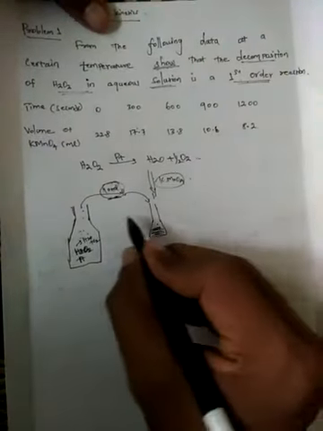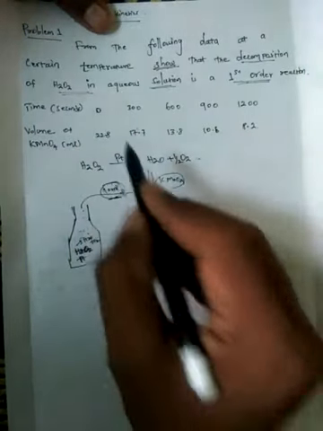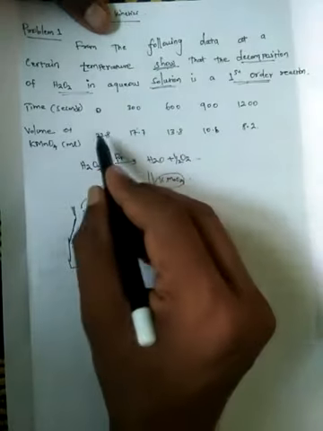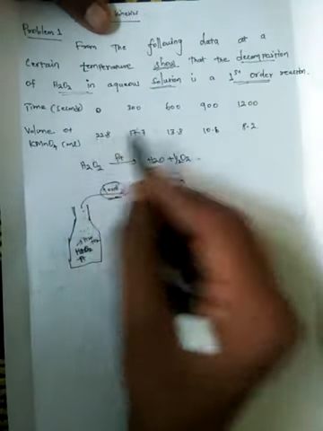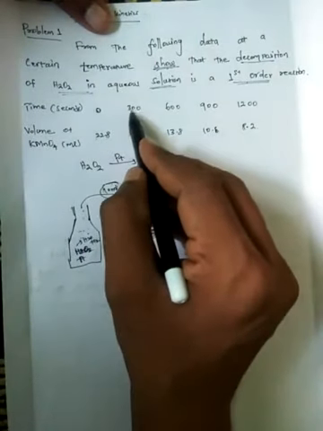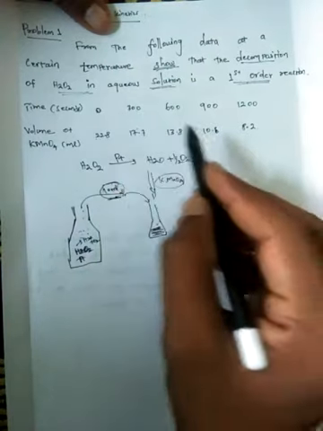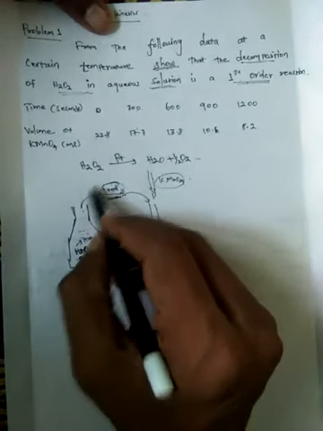And then this is, let me say, 0 time. So this is 0 time, the reaction has not proceeded. At the 0 time, you have measured the volume of KMnO4 required. It is 22 ml.